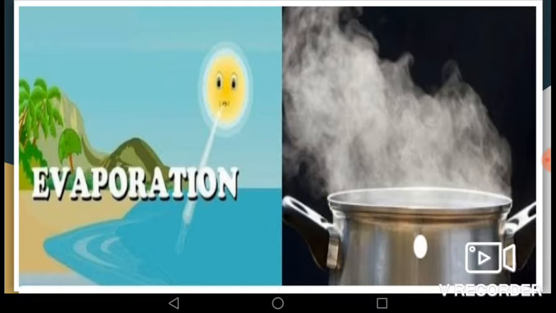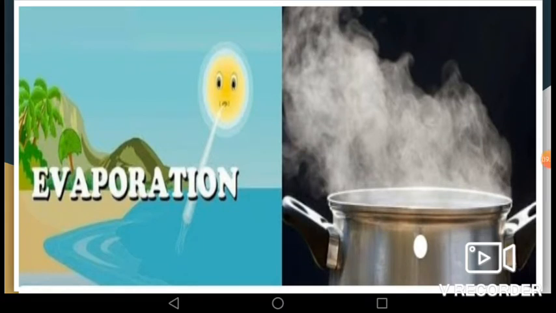When we supply heat energy to a liquid, the particles start moving faster. At a certain temperature, a point is reached when the particles have enough energy to break free from the forces of attraction of each other. At this temperature, the liquid starts changing into a gas or vapor.